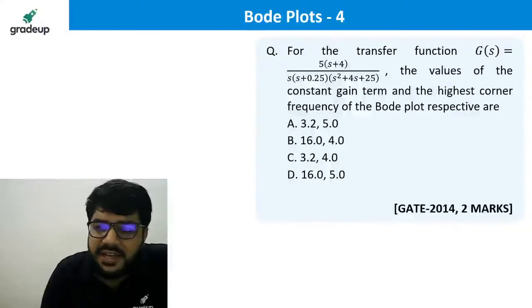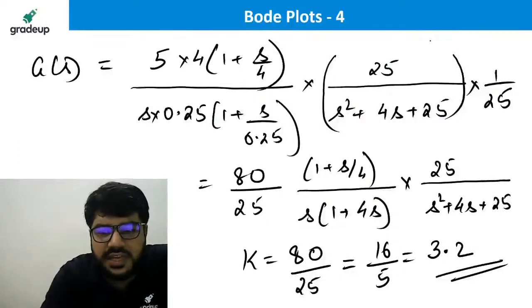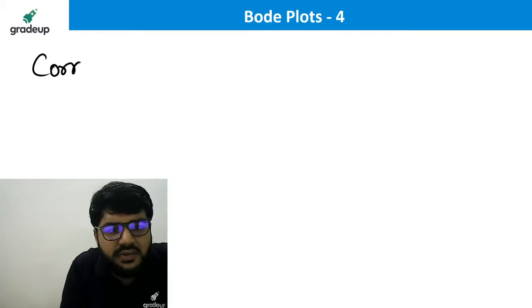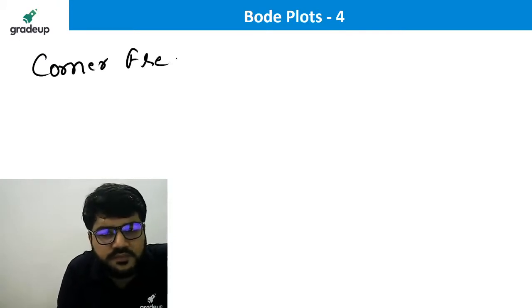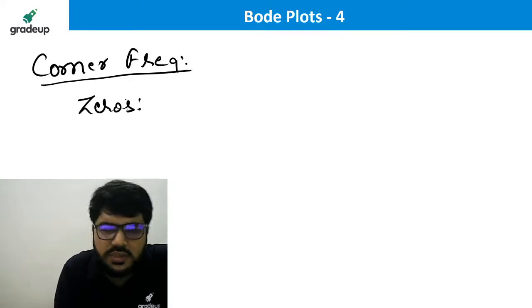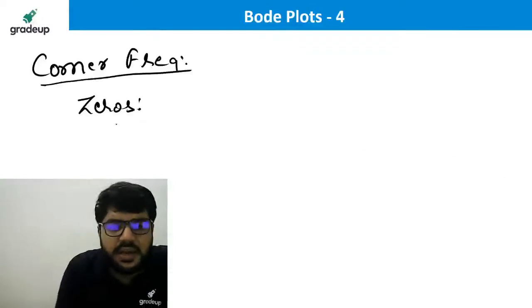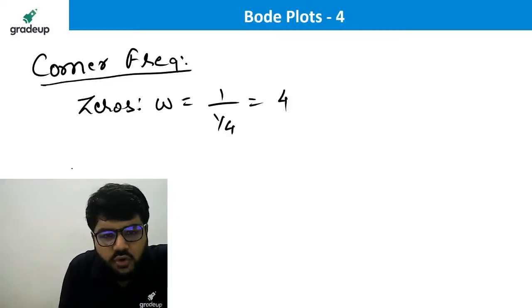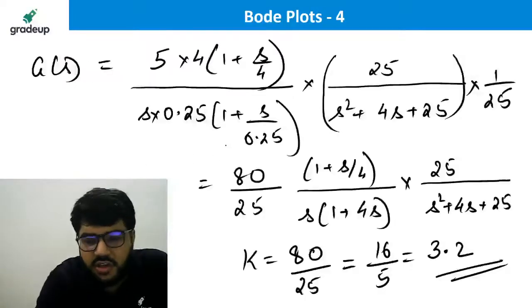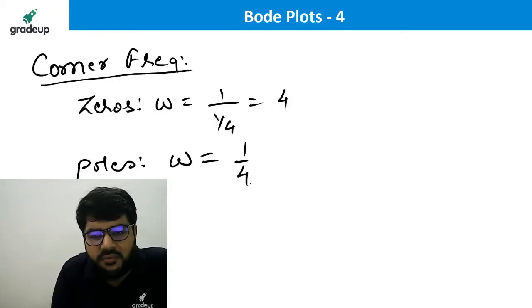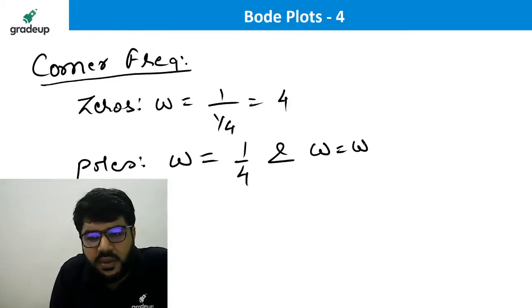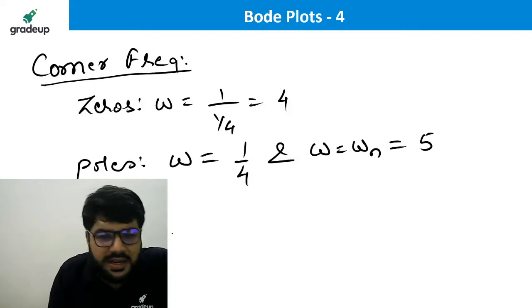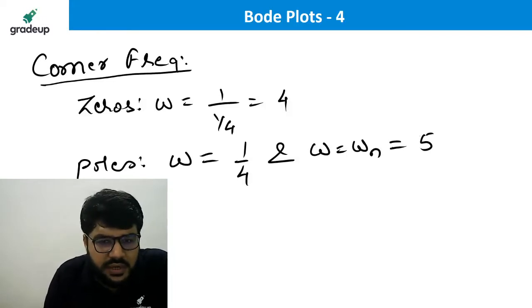And then what is the next, the highest corner frequency was asked. So what is the highest corner frequency? For that I will just write down the list of the corner frequencies due to the zeros. Now whether it is zero or pole, they are asking the highest one. Due to the zero, omega is 1 by T, so 1 by 1 by 4, that is 4. And due to the poles, there is one first order term, 1 plus sT, so omega is 1 by 4, and omega equal to omega n for the second order term, that is equal to 5. That is equal to 5, right?